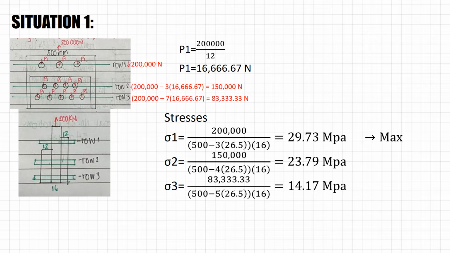Now for row 2, 150,000 N over 500 minus 4 multiplied by 26.5. It became 4 because there are 4 rivets in row 2. And we multiply that by 16, the thickness of the plate again. It equals 23.79. Sigma 3, in row 3, is 83,333.33 over 500 minus 5, because there are 5 rivets again, multiplied by 26.5 multiplied by 16. It equals 14.17 megapascals. So we see that the highest value is 29.73, which is in row 1. So that is our maximum stress.